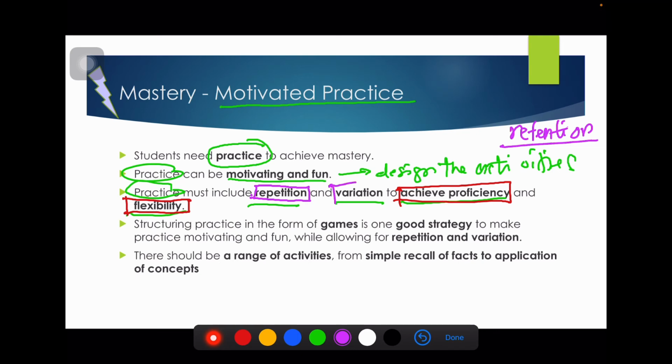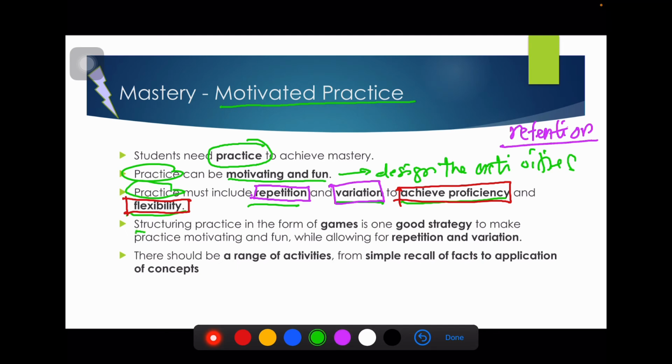Alright, variation. That means your questions must not be only one style, but actually vary. Even though your questions look different, they are testing the same thing. For example, questions on area. You can have different questions where students are asked to calculate area. It could be the area of a house, the area of a shop lot, the area of a playground, etc.